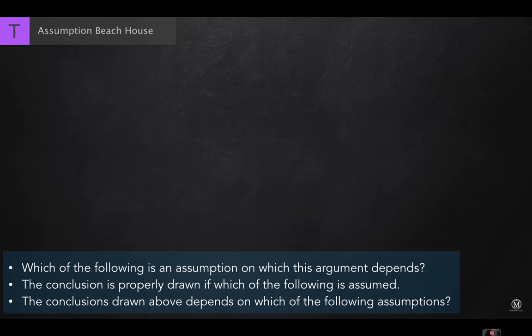The question is asking, which of the following is an assumption that must be true for the conclusion or for the argument to also be true? A way I like to think about this is when I say to myself instead, which of the following must be there for the conclusion to hold up?